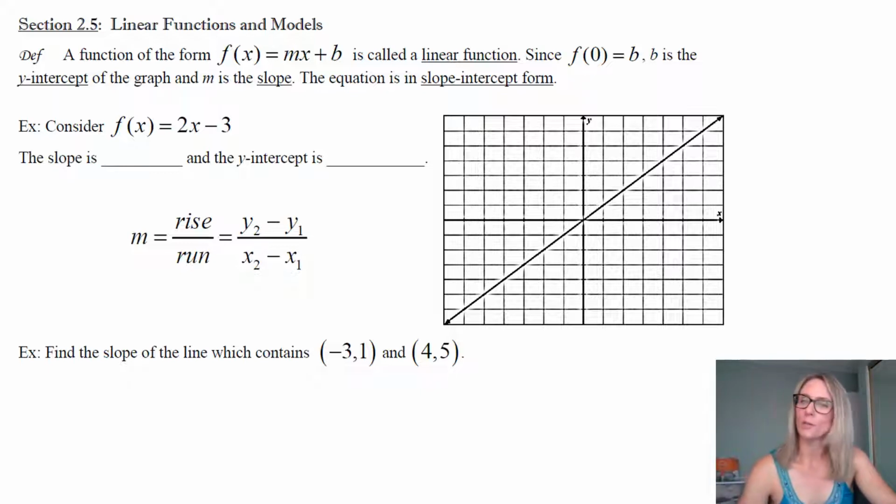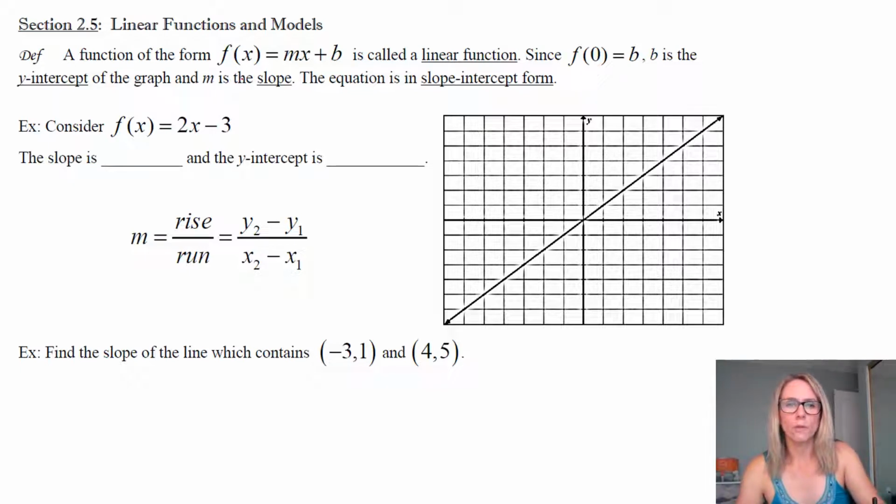We're going to be talking about section 2.5, linear functions and models. So lines are very important in math. And although you might see it one way, you might see it here another way, they all mean the same thing. So being able to see that there are many ways to write the same thing can be very important, a good thing to see.